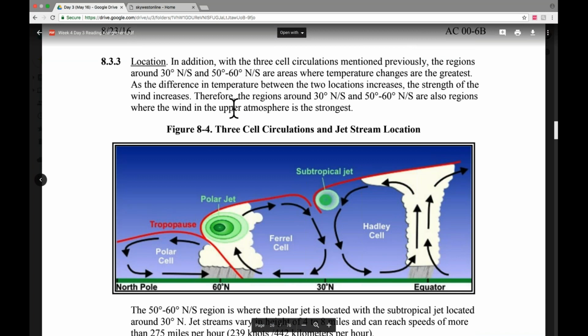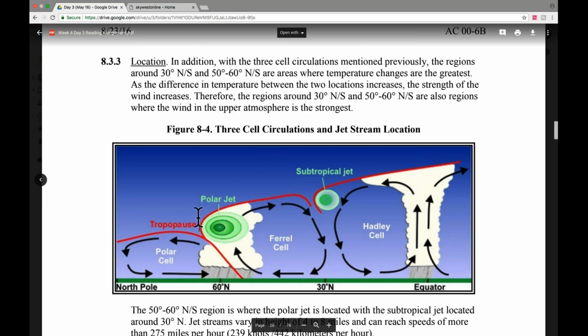So this is where we tie in. Okay, so location. In addition to the 3-cell circulation mentioned previously, the regions around 30 degrees north-south and 50 to 60 degrees north-south are areas where temperature changes are the greatest. As the difference in air temperature between the 2 locations increases, the strength of the wind increases. Therefore, the regions around 30 degrees north-south and 50 to 60 degrees north-south are also regions where the winds in the upper atmosphere are the strongest.